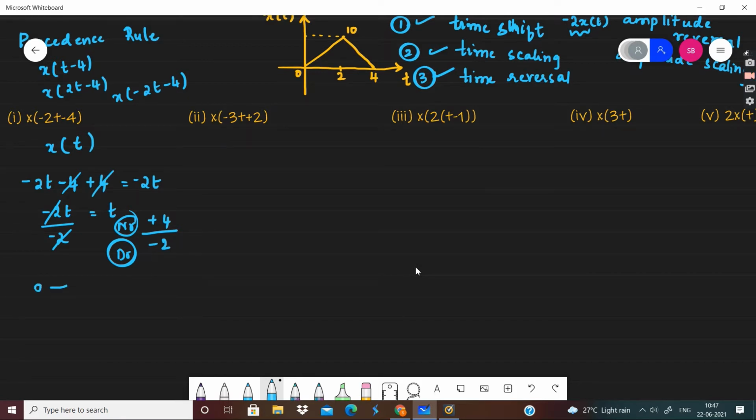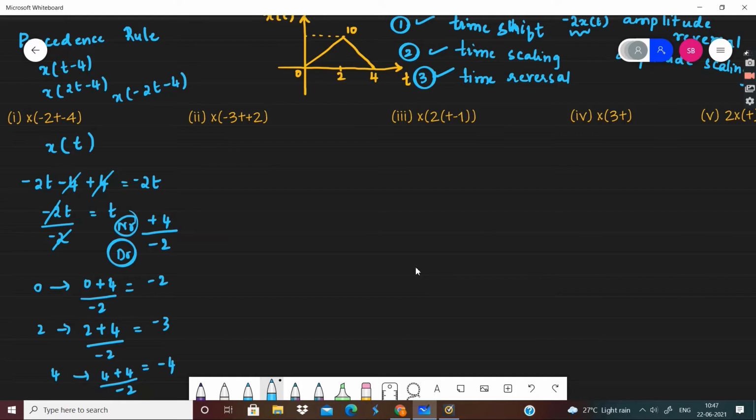Instead of 0 it will become 0 plus 4 divided by -2. Instead of 2 it will become 2 plus 4 divided by -2. Instead of 4 it will become 4 plus 4 divided by -2. In the numerator it is plus 4, in the denominator it is -2. So 4 by -2 is nothing but -2, 6 by -2 is nothing but -3, and 8 by -2 is nothing but -4.